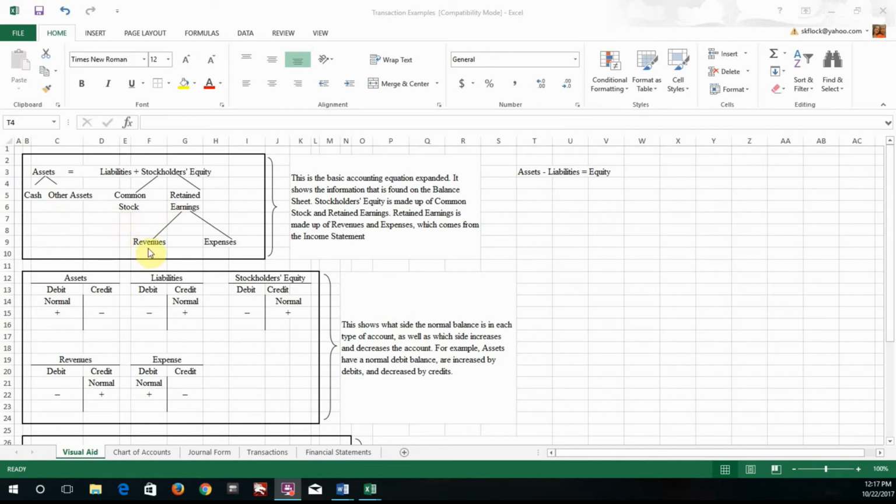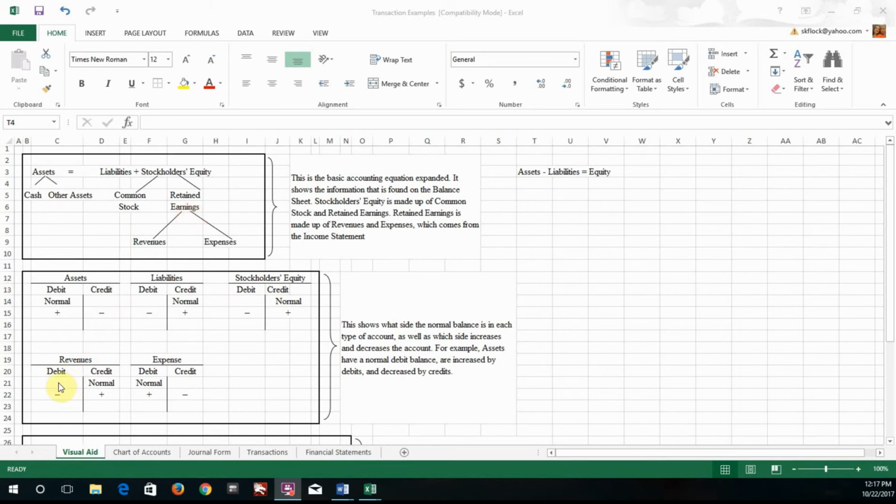Now, when we talk about revenues and expenses, when your company is generating revenue and paying the expenditures related to the generation of that revenue, that has a direct effect on your equity. Revenues are going to increase your equity. Expenses are going to decrease your equity. They all get rolled up into this account called retained earnings. We're going to go more in depth into that in later videos. I'm not going to get in depth into it here so I can keep this short.